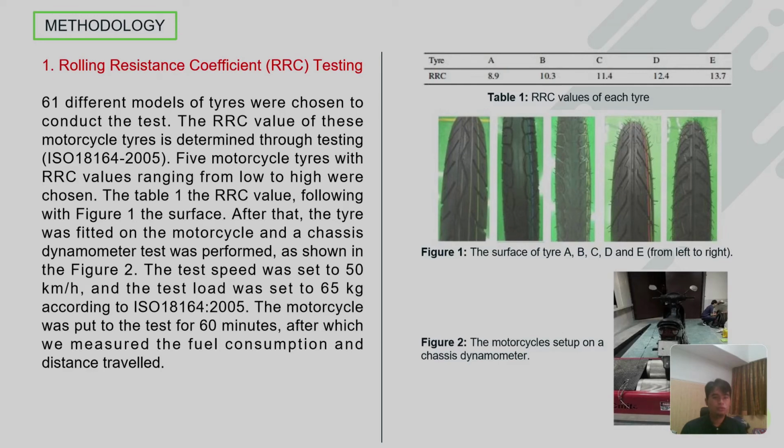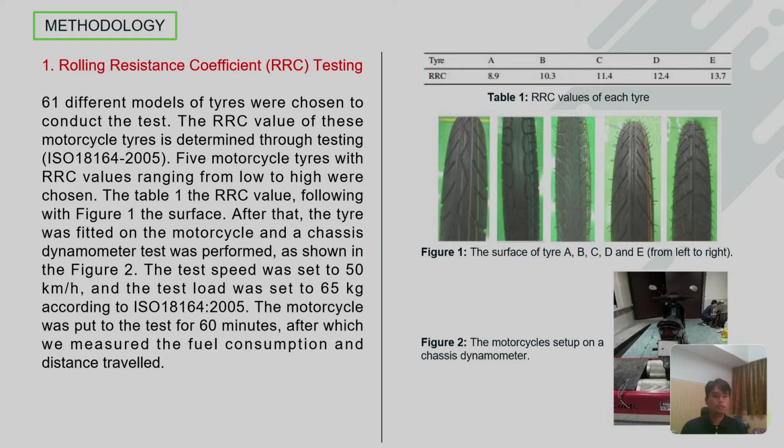So the methodology is the rolling resistance coefficient RRC testing. In this test, 61 different models of tires were chosen to conduct the test. The RRC value of these motorcycle tires is determined through testing ISO 18164-2005. 5 motorcycle tires with RRC values ranging from low to high were chosen.